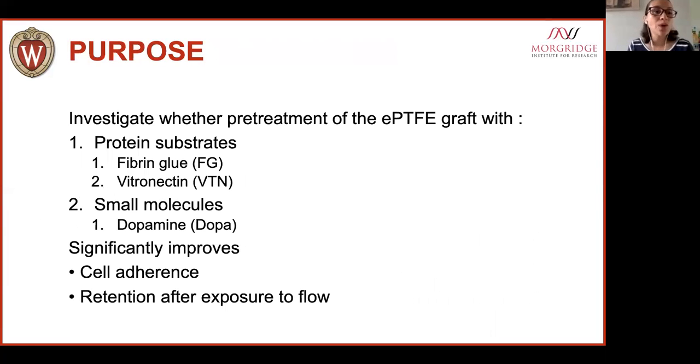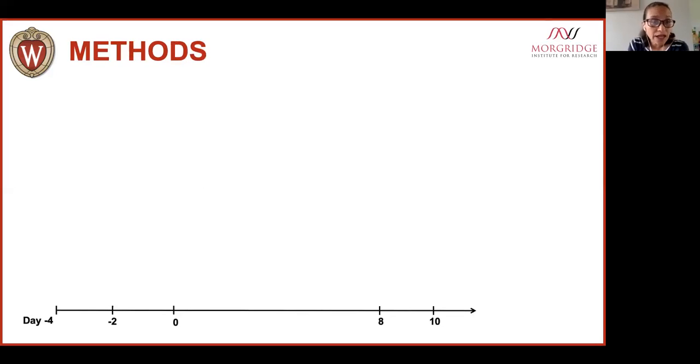So what are we going to be doing today? I'm going to show you the purpose of this study, which was to investigate whether the treatment of the ePTFE grafts with protein substrates such as fibrin glue or vitronectin, or small molecules like dopamine, can improve 2 things. First, cell adherence, and second, retention after exposure to flow. In order to do this, we follow this protocol that is 14 days.